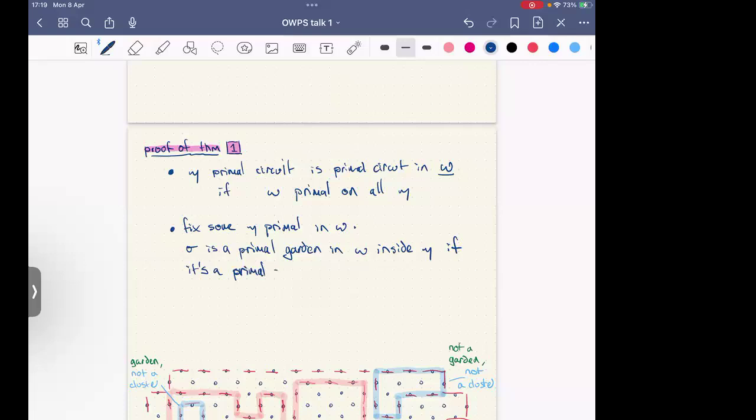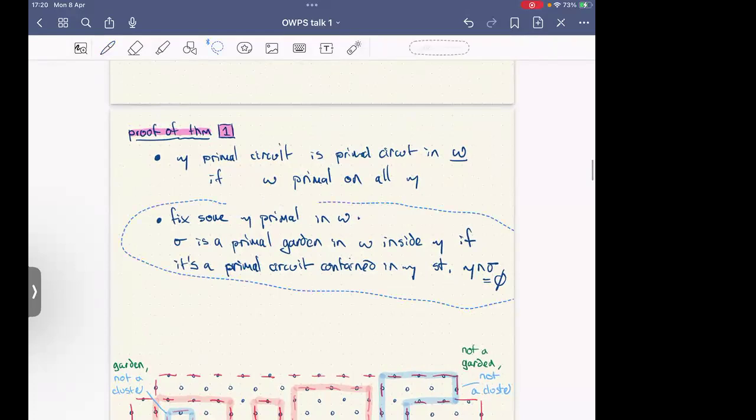Primal, okay, contained in gamma, such that they don't intersect. So gamma intersect sigma is empty.